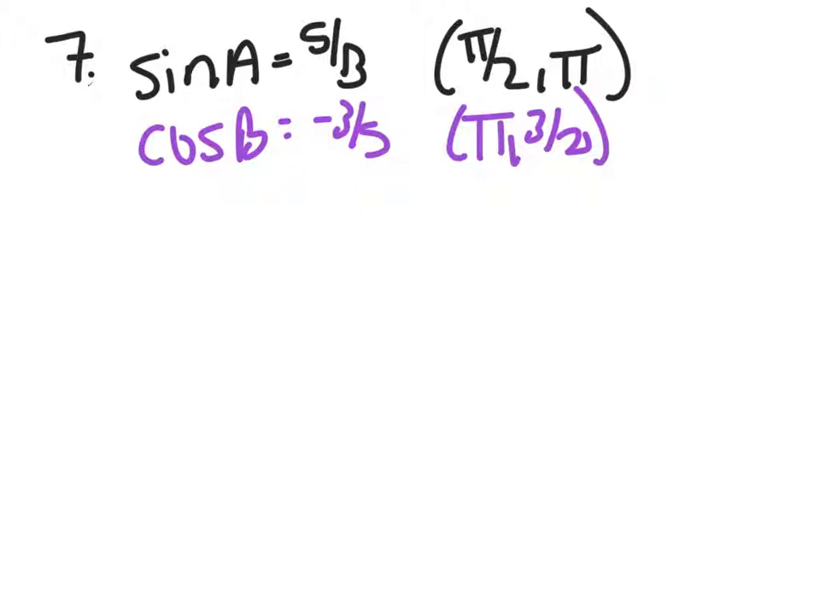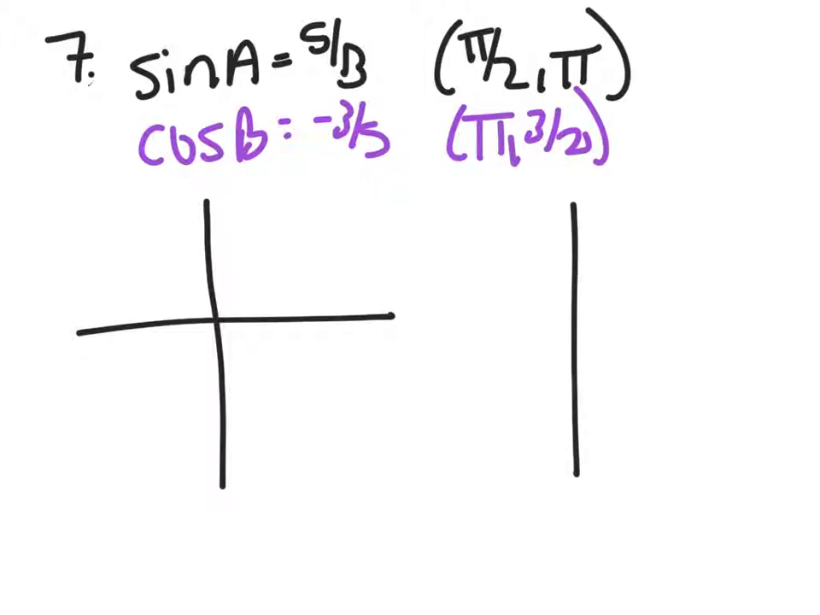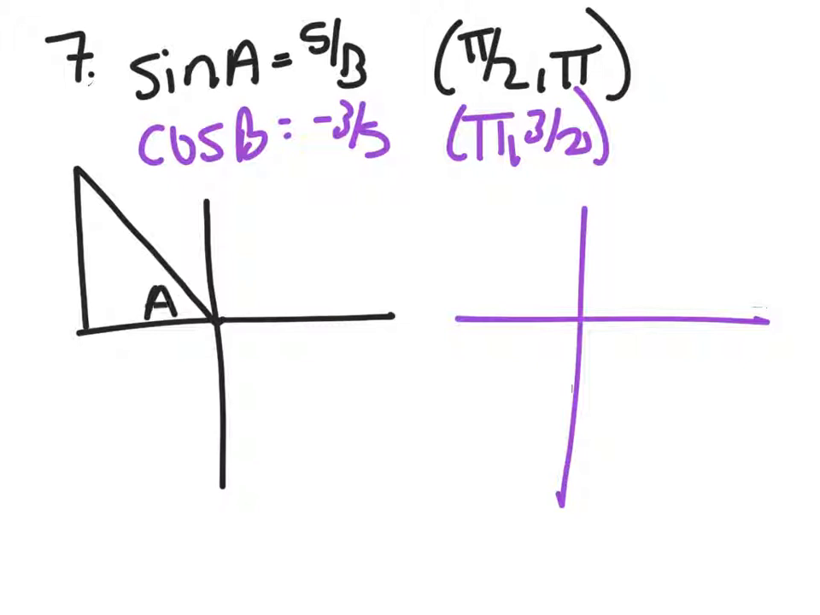So the first thing you need to do is set up your triangles. I'm going to do this on this screen, and then I'm going to make it smaller on the next one. Because you need to have A and B set up. So pi over 2 to pi means that the triangle is going to go in the second quadrant for A. And sine is opposite over hypotenuse. If you do the Pythagorean theorem, you're going to get 12 for this side. And since you're going to the left, that's a negative 12. So you need to set up your triangles to answer the rest of your questions.